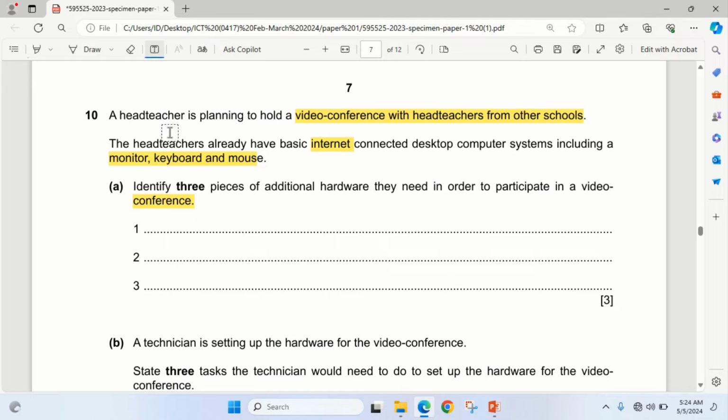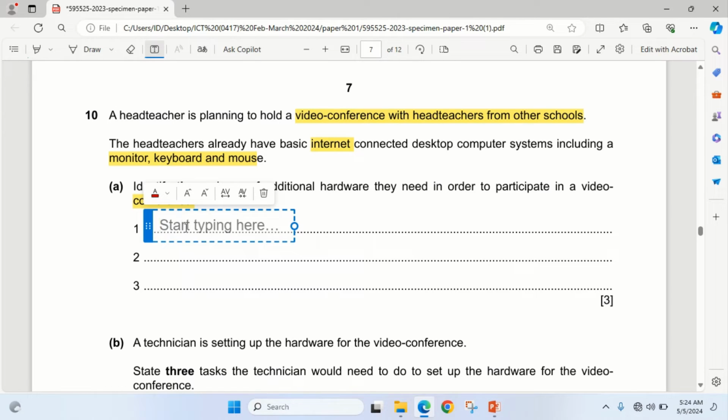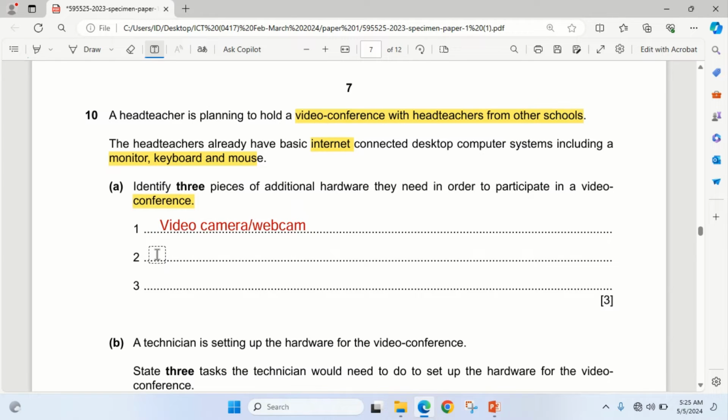So one hardware that will be needed is probably video camera or webcam. A microphone. Yeah, video camera or webcam. A microphone will be needed because video camera is for both the head teacher in a particular school and other head teachers to see themselves. So microphone is also needed for them to communicate, to hear their sound or their voices. So microphone is needed for that purpose.